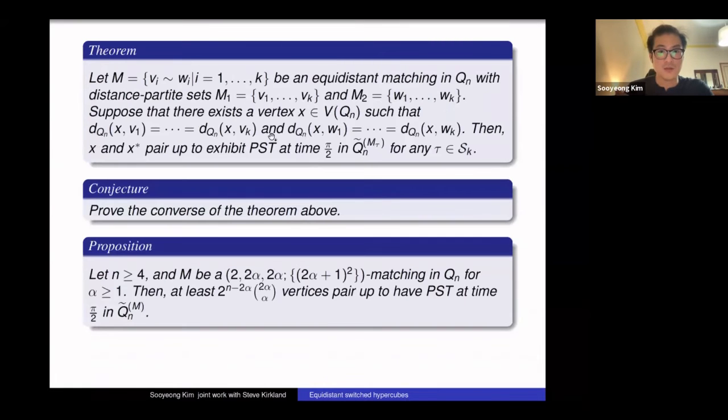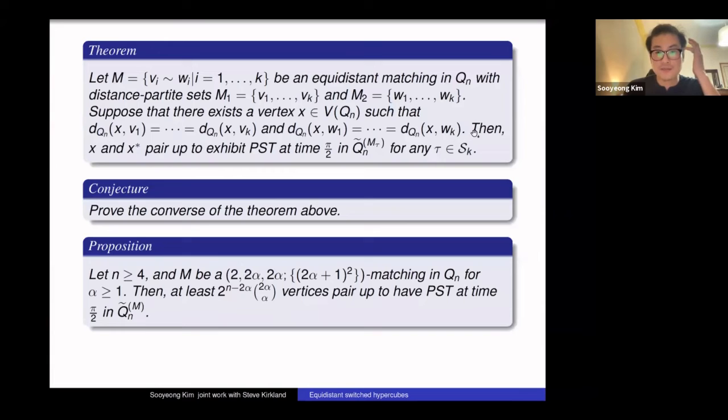Okay, and then let's consider PST for the equidistant switched graph. Given M as an equidistant matching in a hypercube, we are going to pick a vertex X in the hypercube such that X is at the same distance from V1 up to Vk, and these vertices comprise one distance partite set, and X is also at the same distance from W1 up to Wk.